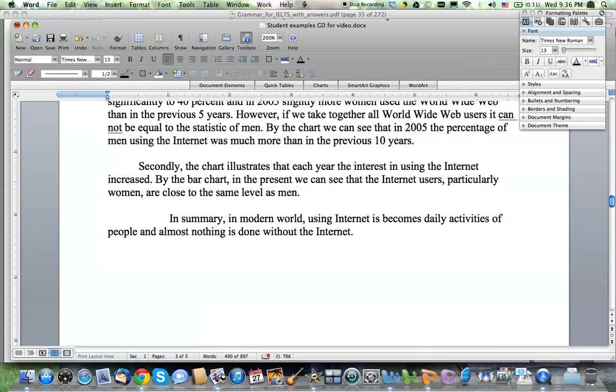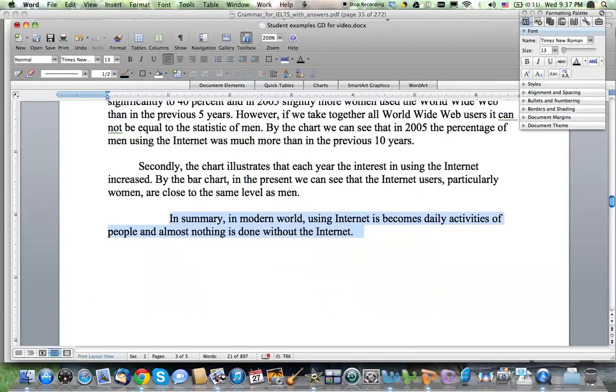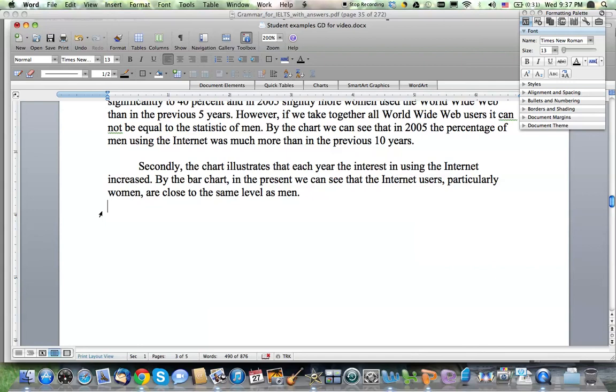In summary, our last statement, in modern world, using internet becomes daily activities of people, and almost nothing is done without the internet. Now, notwithstanding the grammar, we need to delete this sentence because it does not come from the chart. In our graph description, we don't get to be creative, we don't get to do anything interesting, all we get to do is describe it. And this here has information that is outside of the chart. So, we highlight it and we hit the delete button and we say goodbye to that sentence.